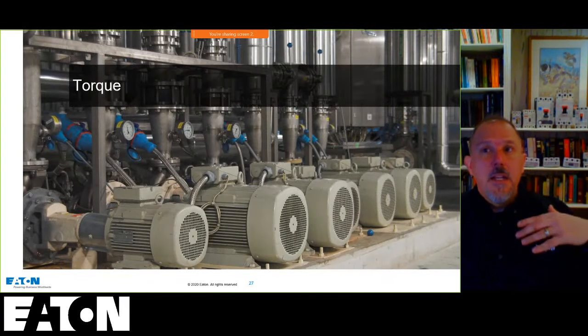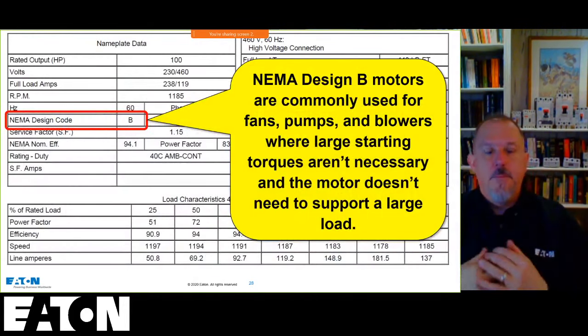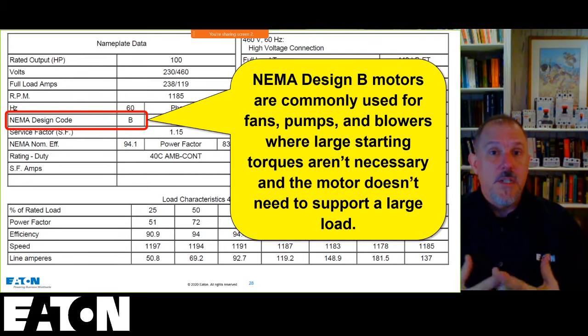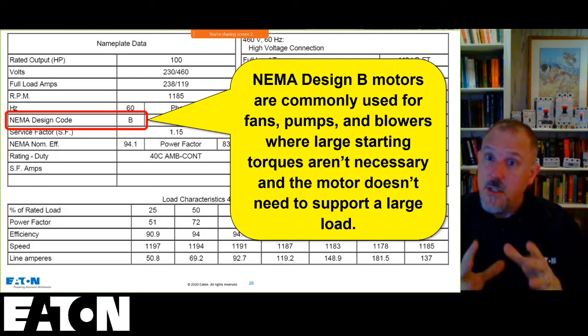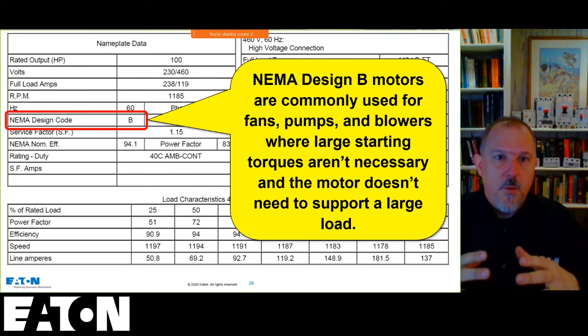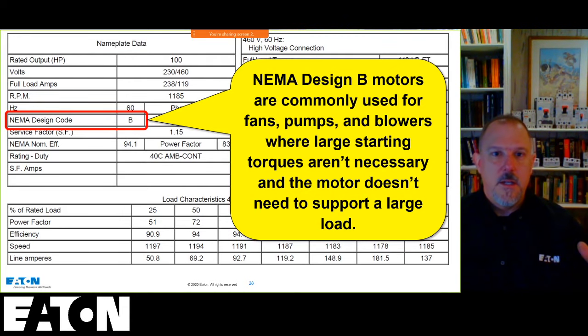All right, so let's talk a little bit about torque. That motor is going to turn something. Now, this specific 100 horsepower motor is a NEMA design B motor, which tells us a lot, because if you understand the torque curve for a NEMA design B, which we're going to talk about, then you'll understand what kind of loads you can drive with this motor.